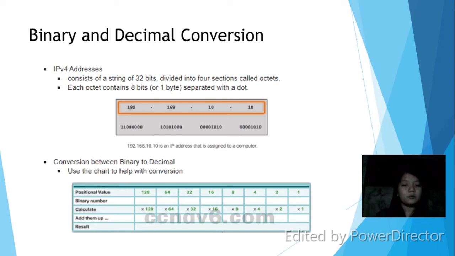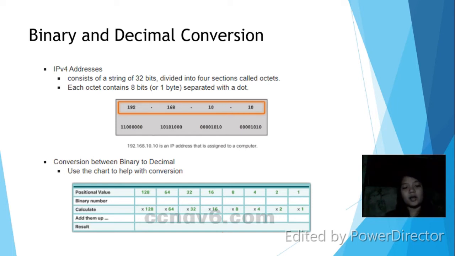That is in binary: 11000000 for 192, 10101000 for 168, and 00001010 for 10. Again, 10 is 00001010.